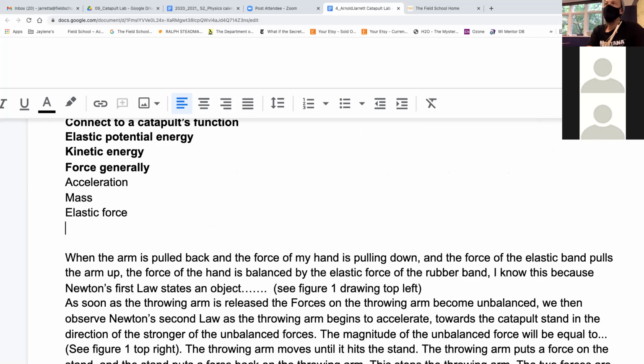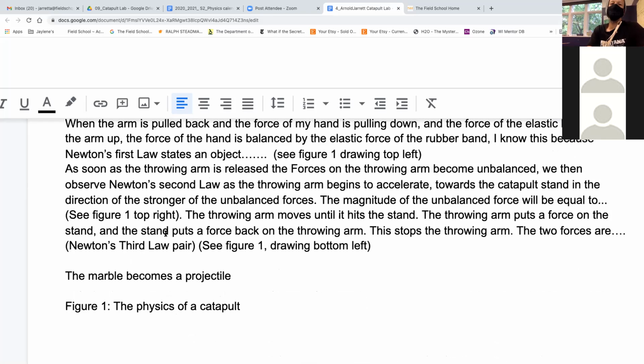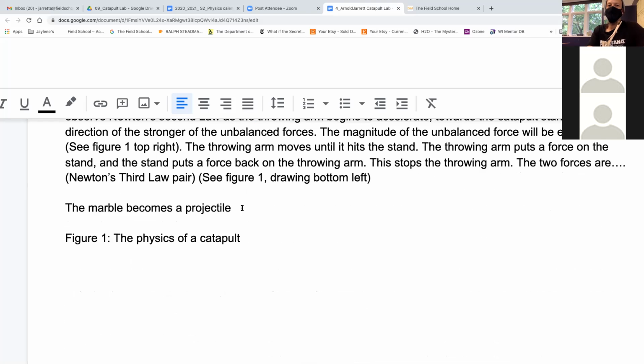Okay. What does it retain, Seamus? What does the marble retain? What kind of energy does it keep? Yes, it becomes a projectile when it is launched in the air, it keeps its kinetic energy and its what would we say at this point? Velocity, right? It keeps its kinetic energy and velocity.